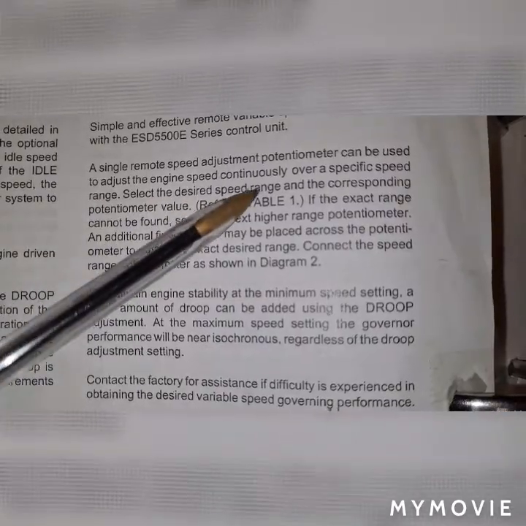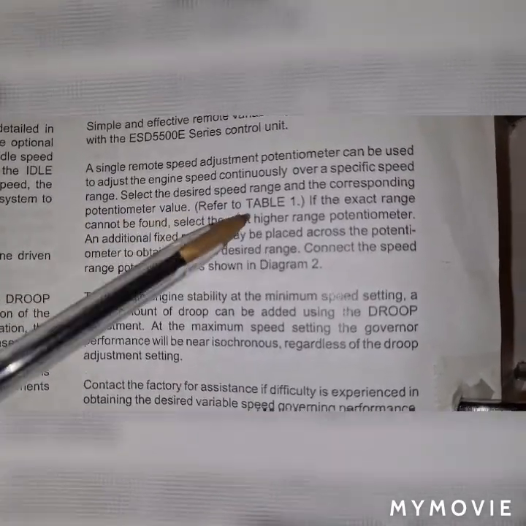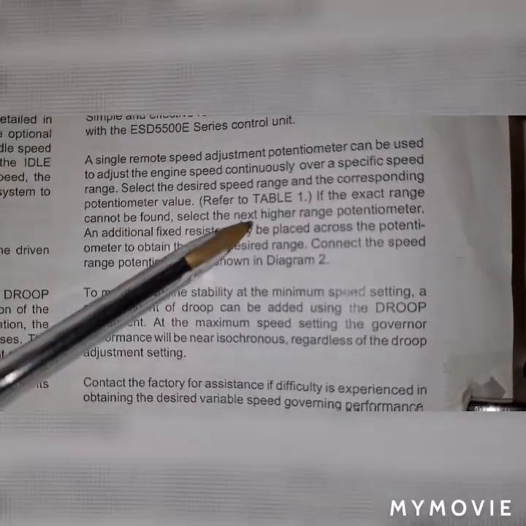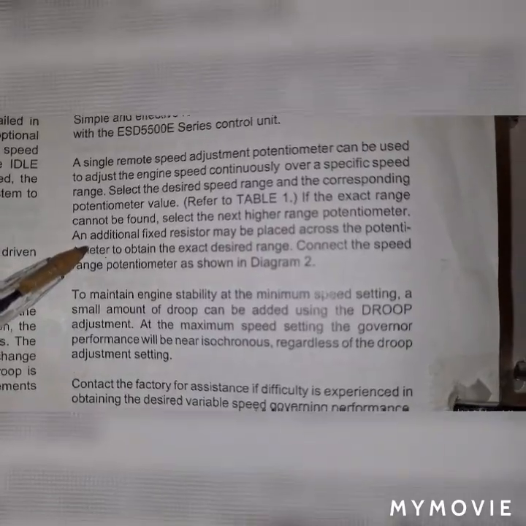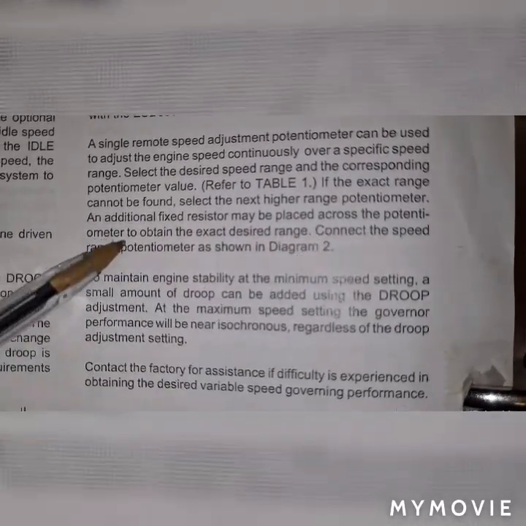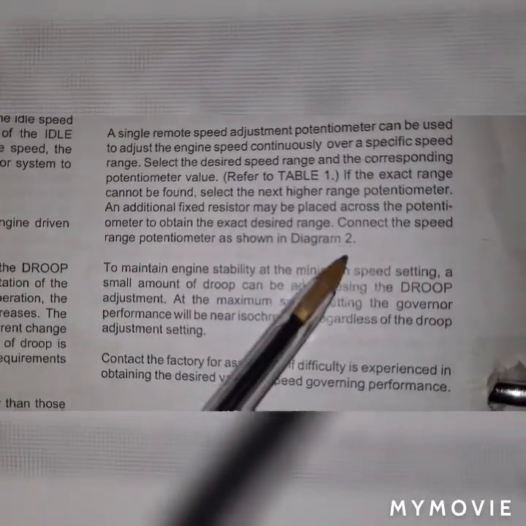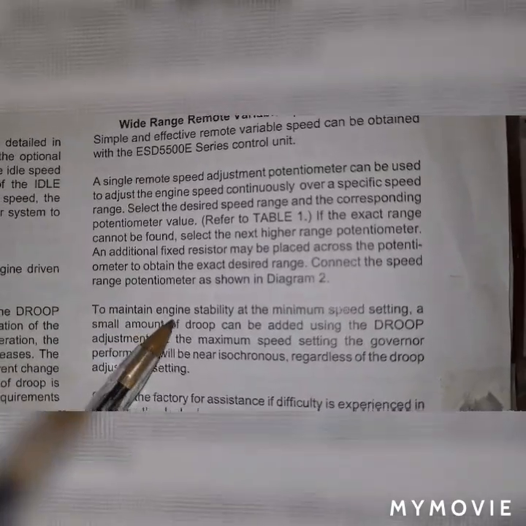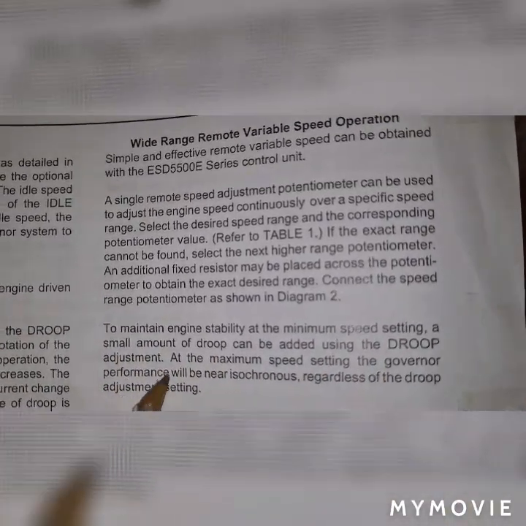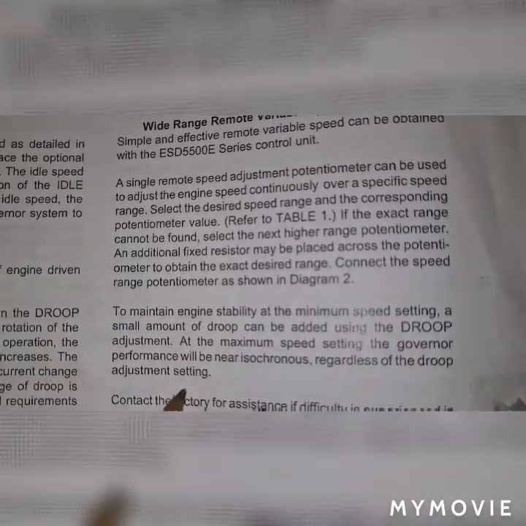Select the desired speed range and the corresponding potentiometer value. Refer to Table 1. If the exact range cannot be found, select the next higher range potentiometer. An additional fixed resistor may be placed across the potentiometer to obtain the exact speed range. Connect the speed range potentiometer as shown in Diagram 2. To maintain engine stability at the minimum speed setting, a small amount of droop can be added using the droop adjustment. At the maximum speed setting, the governor performance will be near isochronous regardless of the droop adjustment setting.